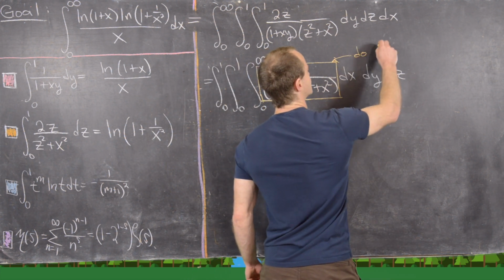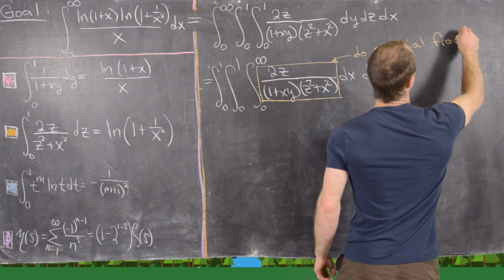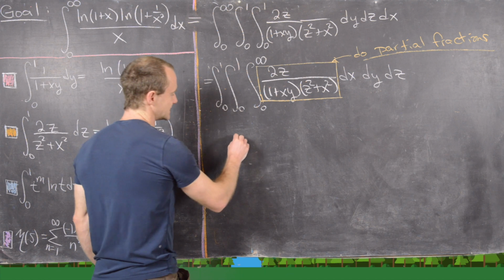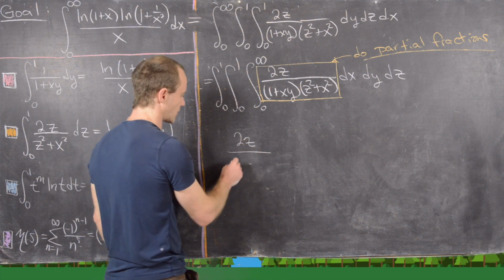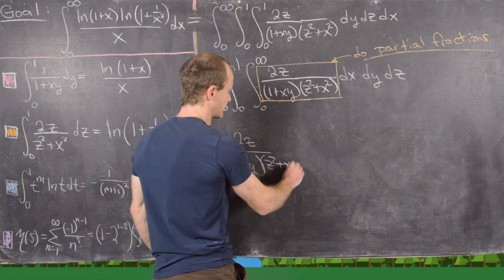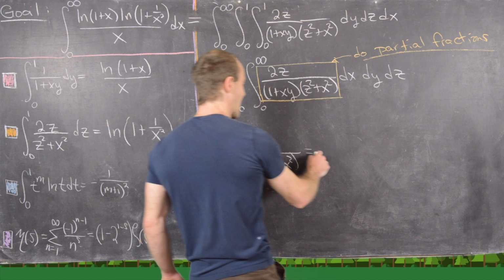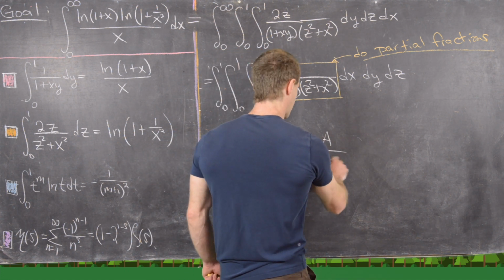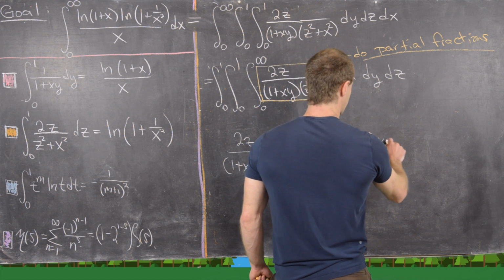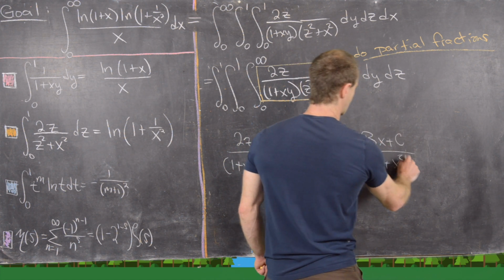So that's what we'll do. So do a partial fractions. So let's take 2z over (1 plus xy) times (z squared plus x squared). And notice we're going to want to write that as a over (1 plus xy) plus (bx plus c) over (z squared plus x squared).